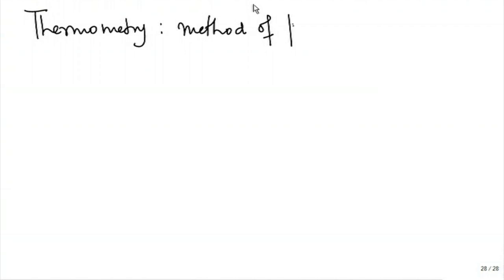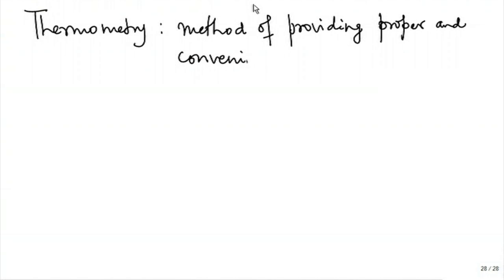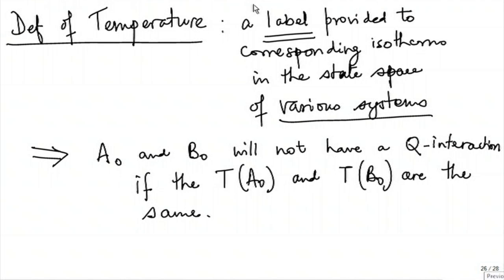What is thermometry? Thermometry is a method of providing proper and convenient labels to isotherms. And remember one thing, this is what distinguishes temperature from other properties of thermodynamics.